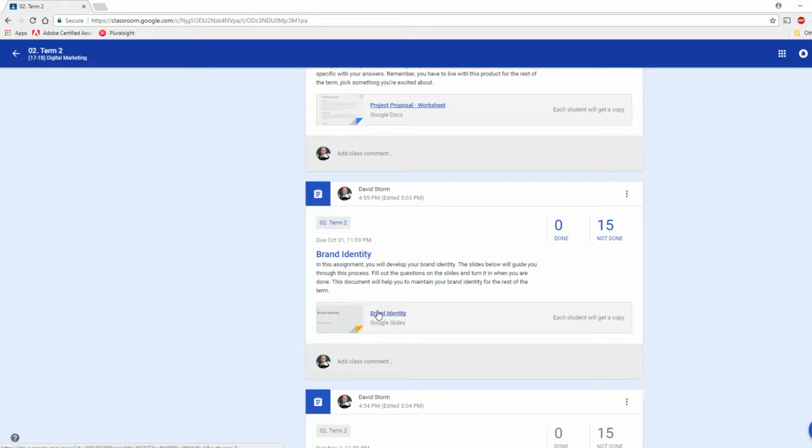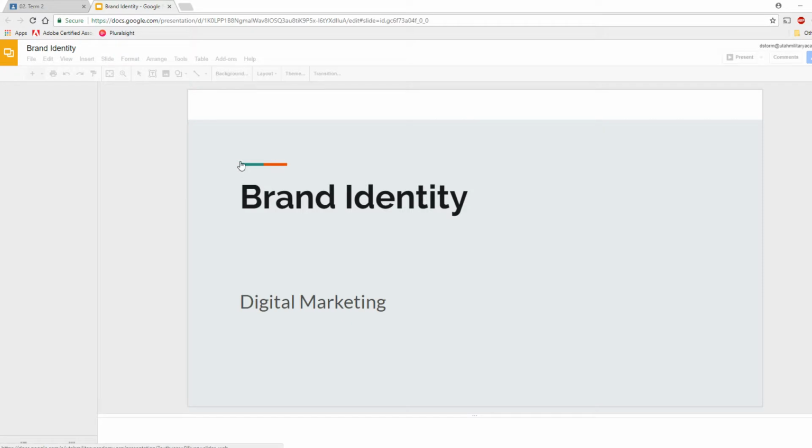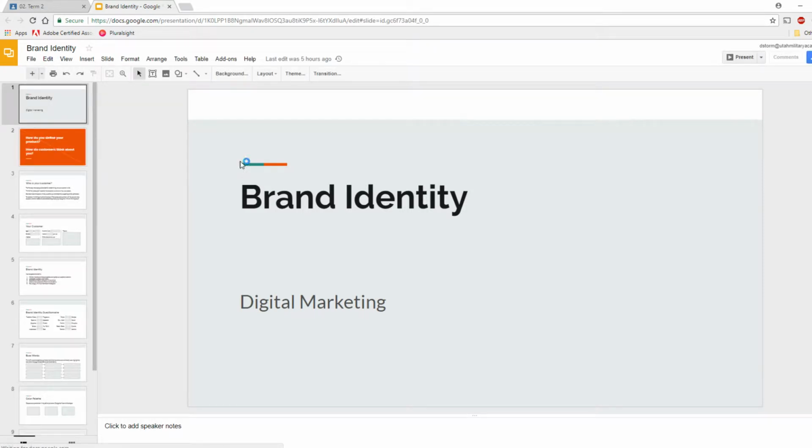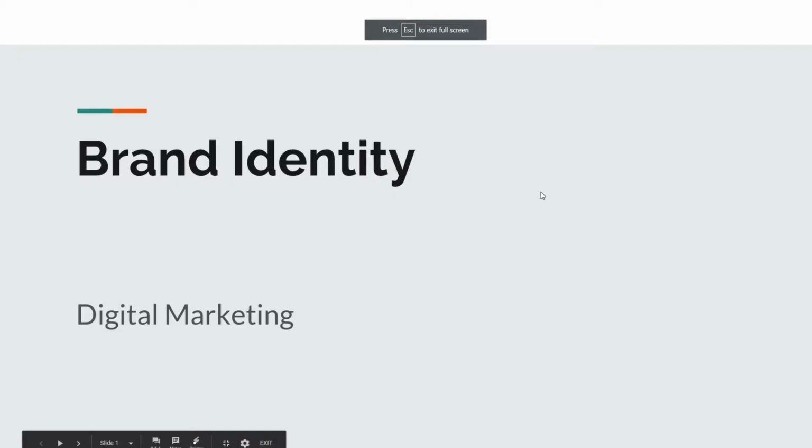The way you complete this assignment is you go to this brand identity Google Slides document. This has information in it, but for the most part, the most important part of this are the little worksheets that you'll see when we get into it. I'm going to make this full screen so it's easier to see.